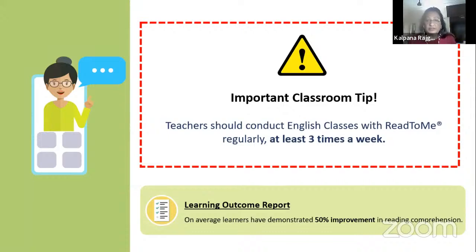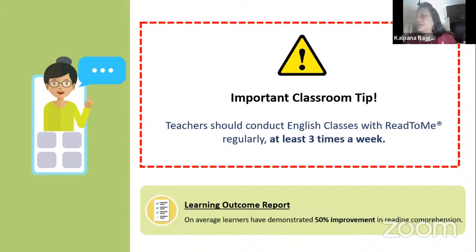So now, it's बहुत important चीज हम आपको दोबारा बताना चाहेंगे. That's a classroom tip, that teachers must use ReadToMe 3 times a week for each class, each section. So if a class 6 has 3 sections, 6A, B, C, all 3 classes should get a minimum of 3 ReadToMe classes.